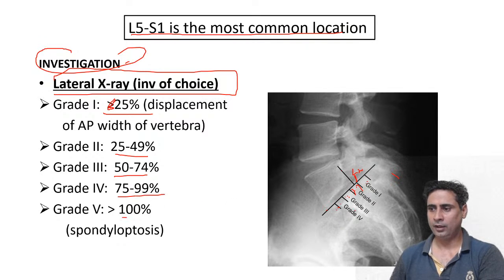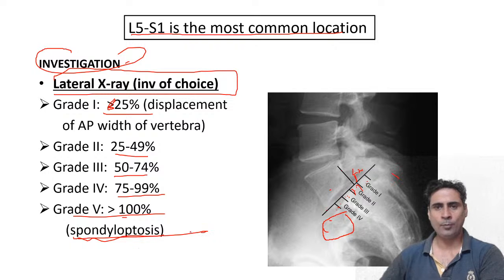And grade 5 is complete spondylolisthesis. The upper vertebra is coming anterior to the lower vertebra, more than 100%. This is also known as spondyloptosis.